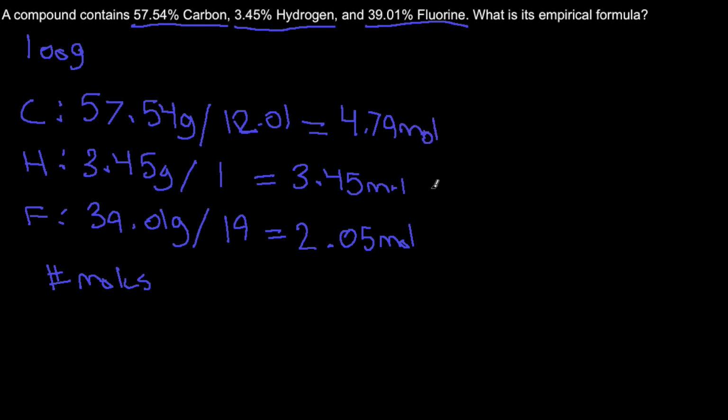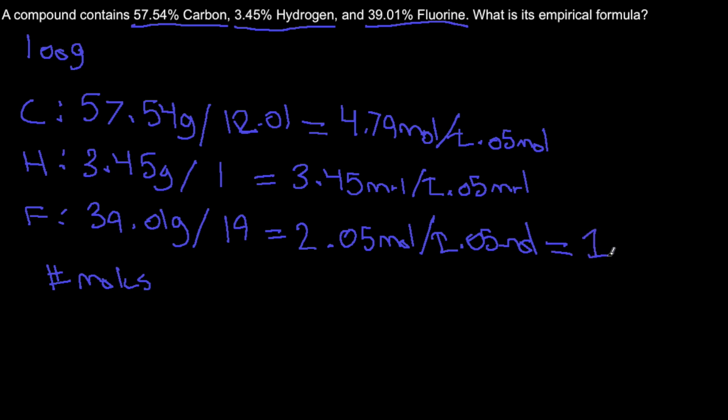As we did before, we're also going to divide by the lowest, and that, of course, is 2.05 mole. So that's going to equal 1 for fluorine. 3.45 divided by 2.05 is going to give us 1.68. And 4.79 divided by 2.05 will give us 2.3.